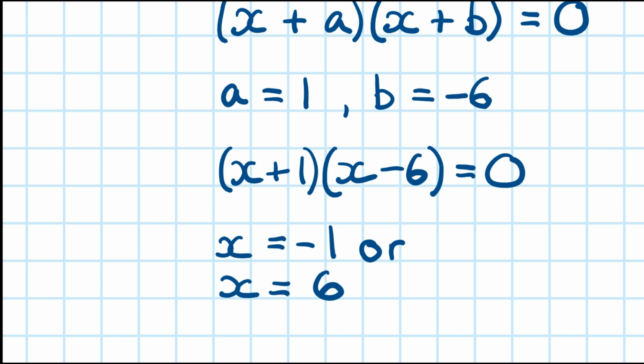And this 'or' is key, because remember, x can't both be minus 1 and 6 at the same time. It's either minus 1 or 6 that can give us our answer of 0.